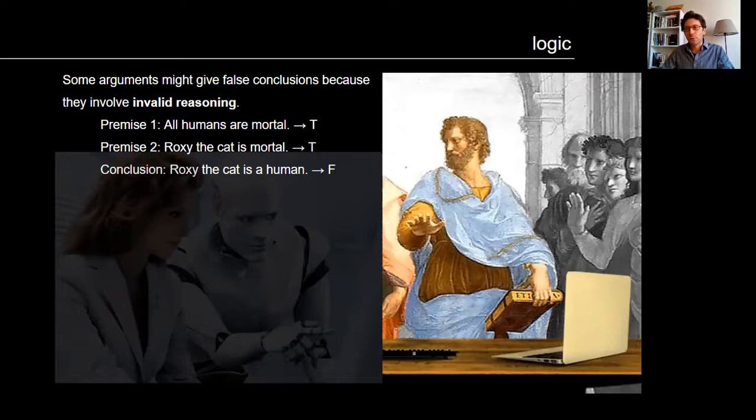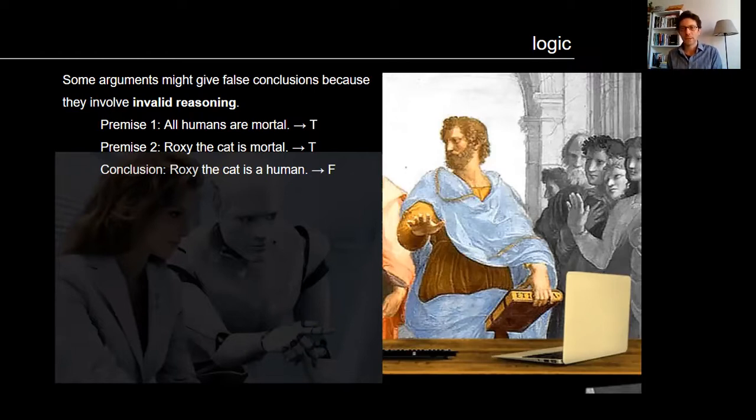Some arguments might give false conclusions because they involve invalid reasoning. As I said, in a valid argument, there is no way for the conclusion to be false as long as the premises are true. But in an invalid argument, on the other hand, even when the premises are true, we might reach a false conclusion. That shows that there is a problem with our reasoning. Our reasoning in such an argument is false. And technically, we call it invalid reasoning.